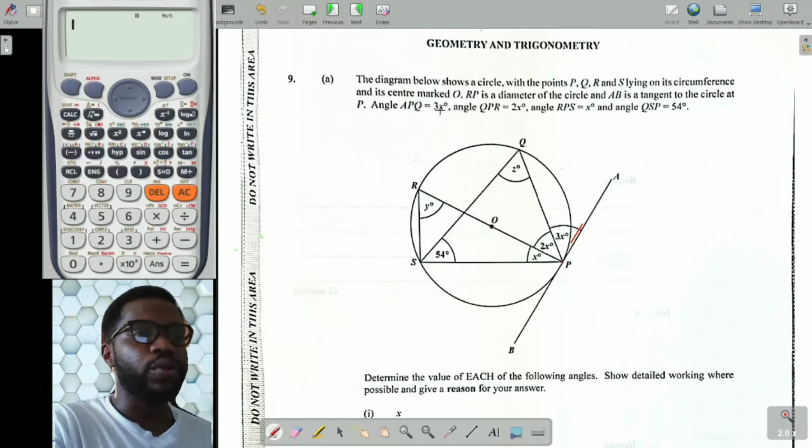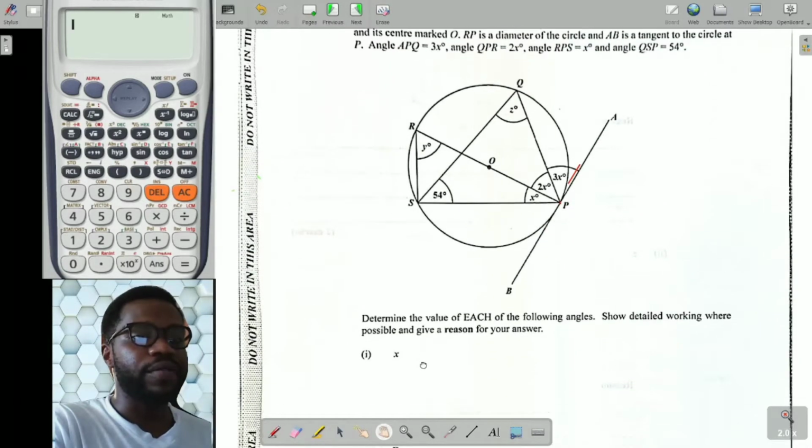Angle APQ is 3x. So we have APQ, that's 3x over there. Angle QPR, we're looking for QPR. Very important that we realize what's going on here. And angle RPS is equal to x degrees. So RPS is x. Angle QSP is 54 degrees. QSP. Alright, we're good to go. Now let's take this down a bit.